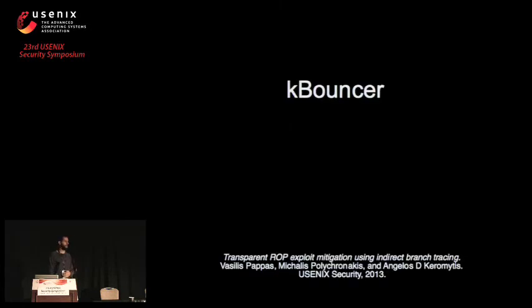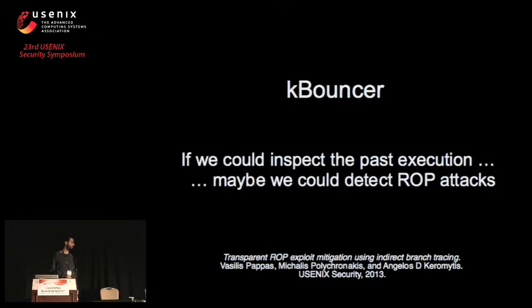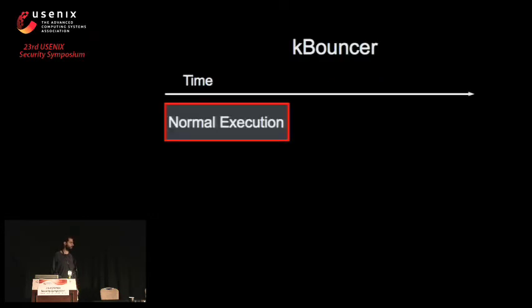So, kBouncer. kBouncer is the defense which is meant to prevent return-oriented programming attacks. What kBouncer does is it says maybe if we could inspect the past execution, we could somehow use this to detect if a ROP attack is occurring. What it looks like is something like this. You have some period of normal execution where you're running your program. And then after some period of time, you issue a system call. Maybe you want to write to a file, read from a file, or do something over the network.